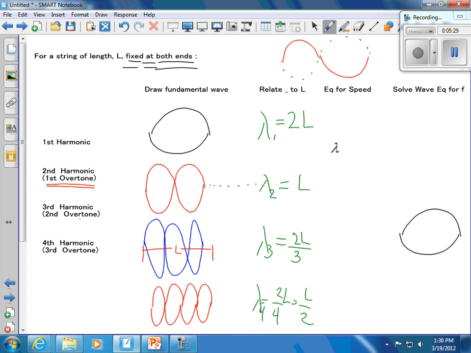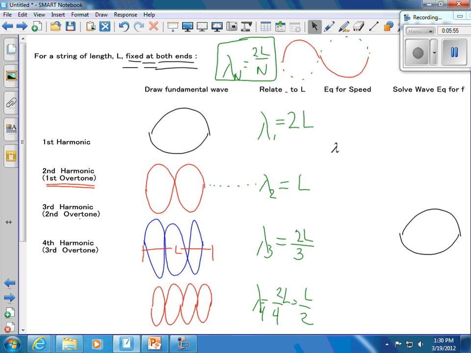And there is a general formula you can use to find that, which is the lambda of the nth harmonic is 2L over n. So for the first harmonic, it's 2L. For the second harmonic, or first overtone, it's just 2L over 2, or L. For the third harmonic, the equation becomes 2L over 3. And for the fourth harmonic, it's 2L over 4, or L over 2.